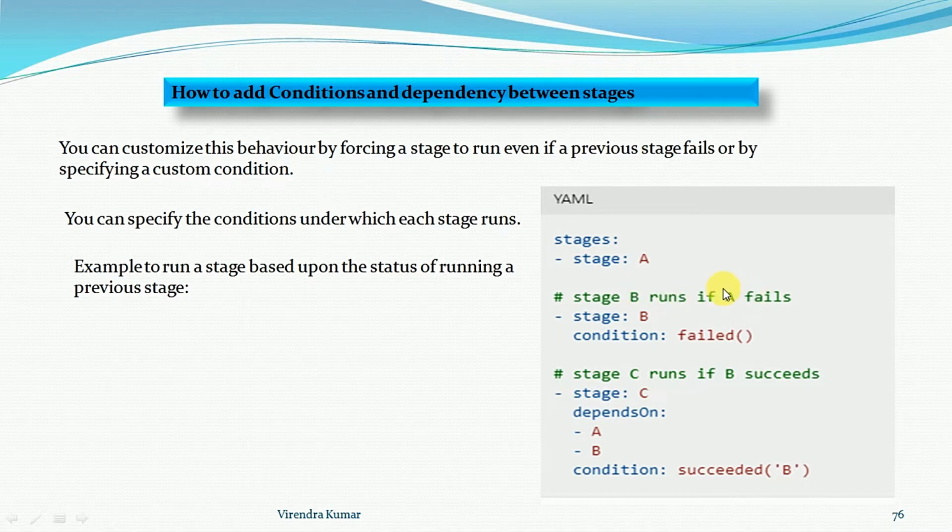Now stage C, we have the dependsOn keyword with A and B. So stage C will run after A and B. The condition is success of B. So when the B stage is a success, then we will start running these pipelines. For that, I'm going to switch to my editor and then we will check this pipeline behavior.